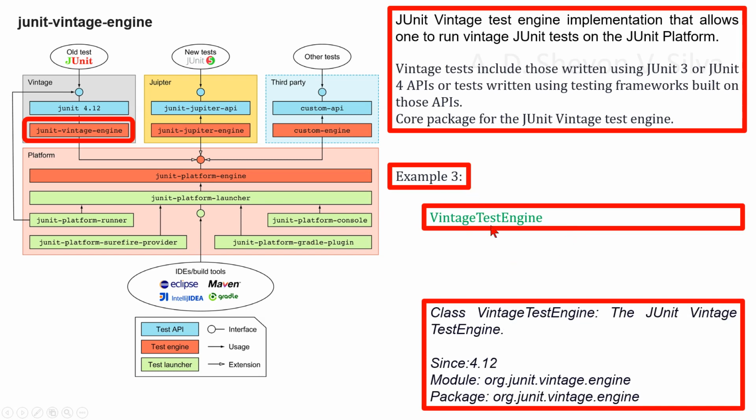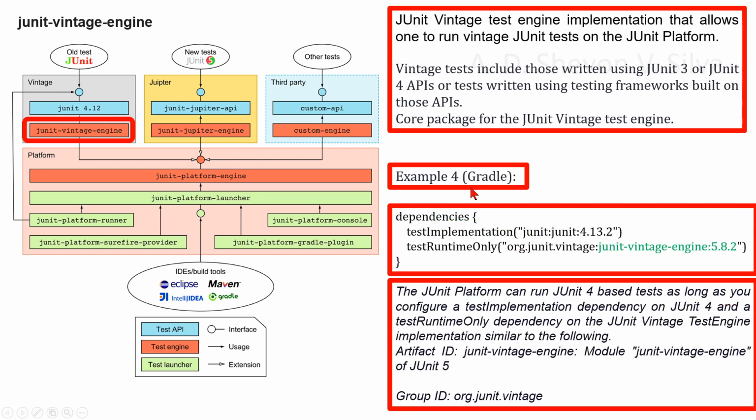As an example 3, we can consider the Vintage test engine. The class VintageTestEngine is the JUnit Vintage test engine. This is available since version 4.12, and this is in the module org.junit.vintage.engine and in the package org.junit.vintage.engine.